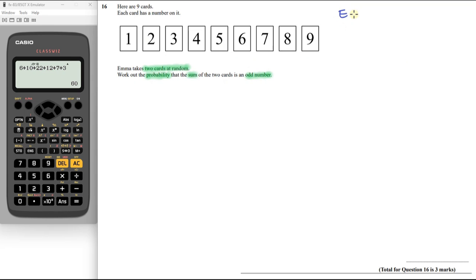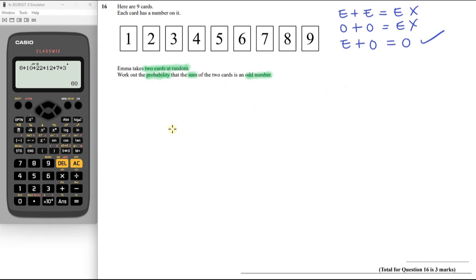Well, let's think about an even plus an even. If we had an even plus an even, that's going to give us an even, so that's not going to work. If we had an odd plus an odd, that's also going to give us an even number, so that's not going to work. So the only way is if we have an even plus an odd, because that will give us an odd number. So that will work.